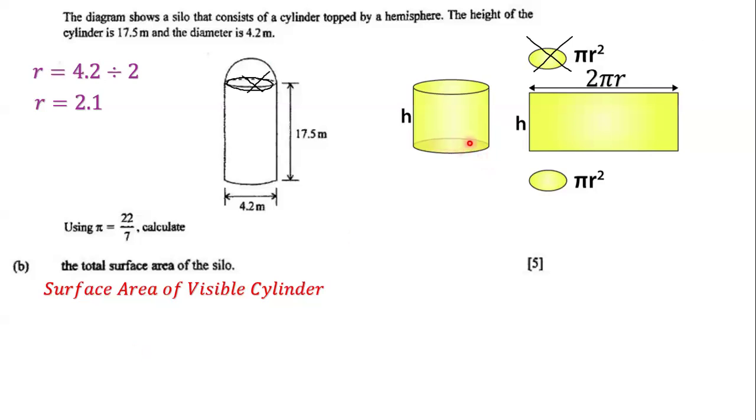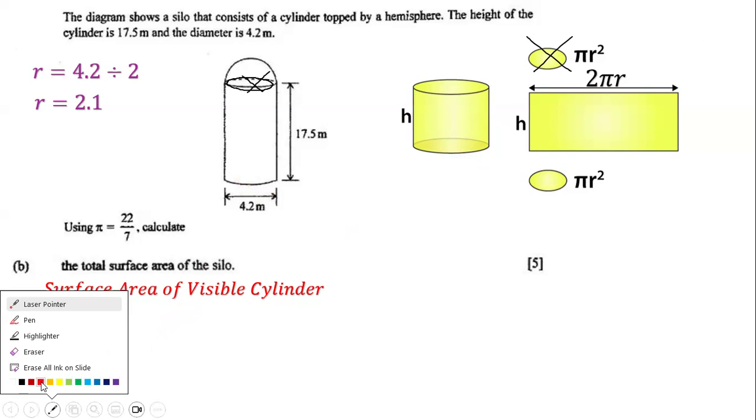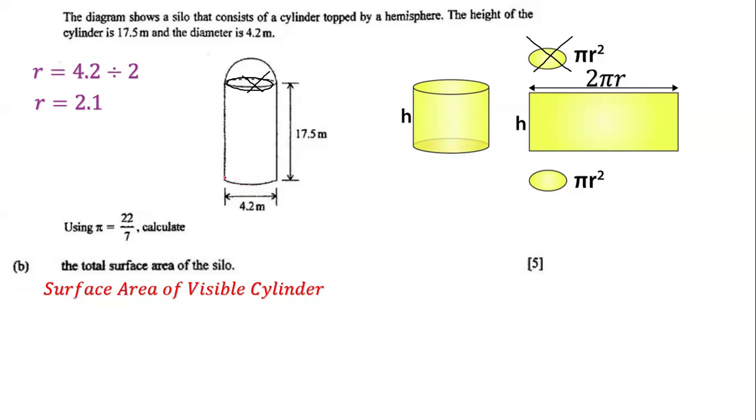So just like how we have the circle at the bottom, there's a circle at the bottom here. Let me draw that in. So we have to figure out the area of this circle at the bottom, right? And then we're going to add that with the area of the rectangular part that is wrapped around. And so those are the only two things that we're going to consider for the surface area of the visible cylinder. Only this rectangular portion that is wrapped plus the circle at the bottom.